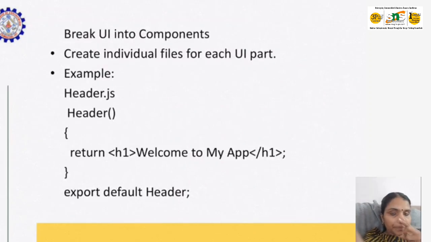First one, break the UI into components. First, create individual files for each UI part. For example, header.js. The header function, inside the opening curly braces, returns heading 1, welcome to my app. The heading tag closes, and export default Header.